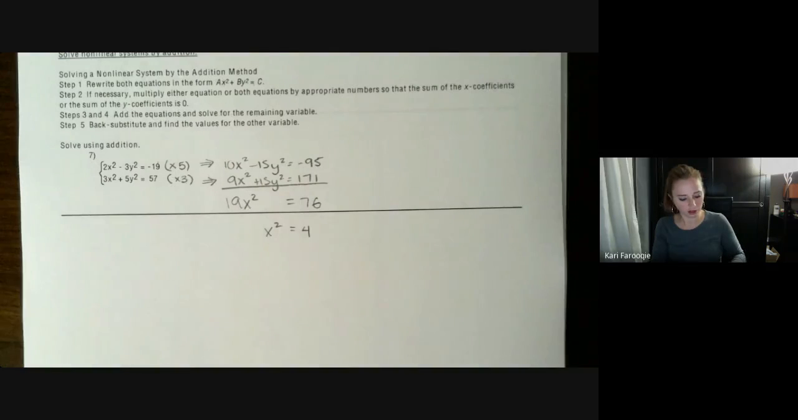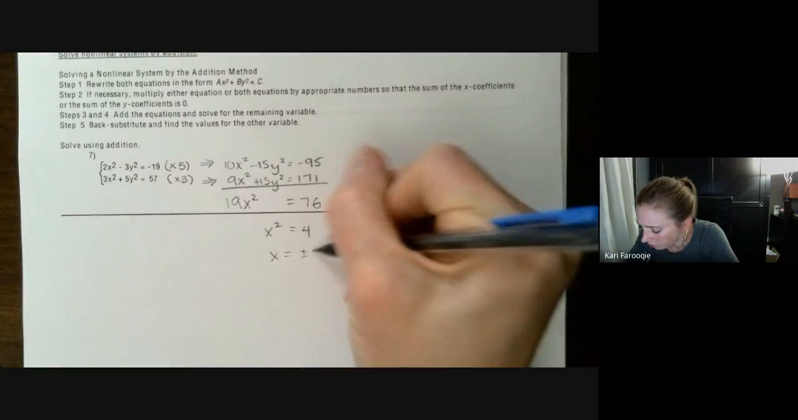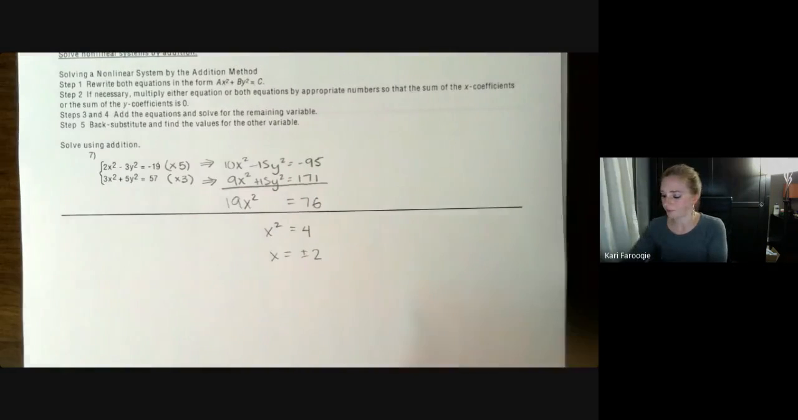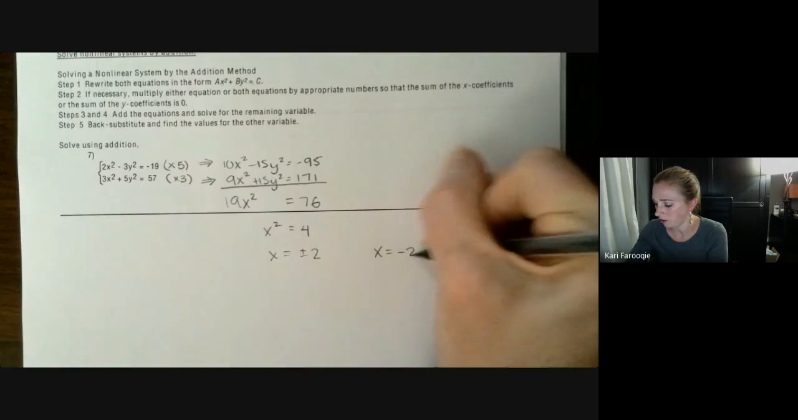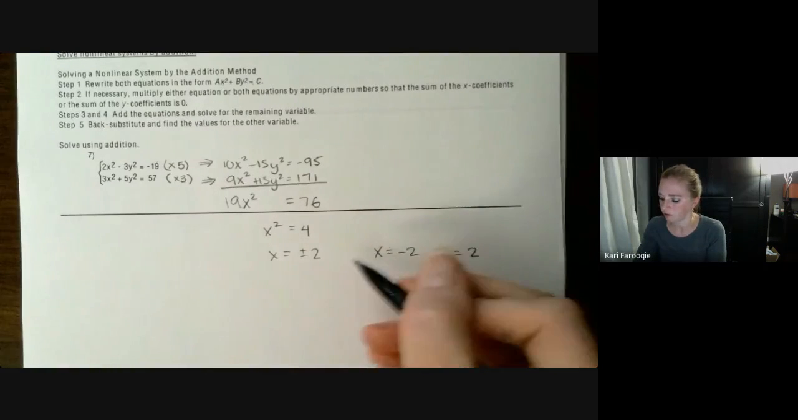Now, don't forget that when you take the square root of both sides, you need to use a plus or a minus. So that means x equals plus or minus 2. So that means I have 2 different values for x. X equals -2, x equals +2.